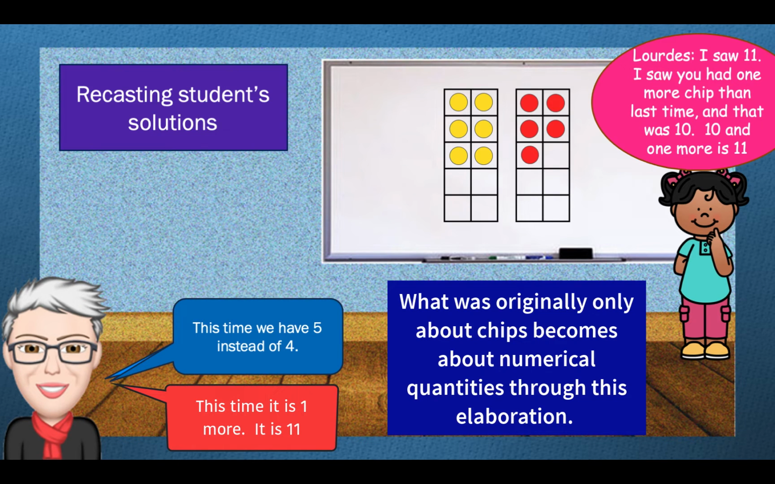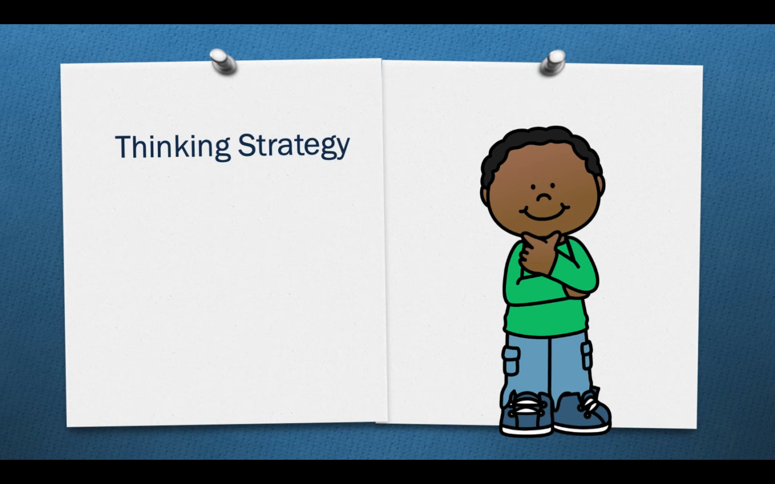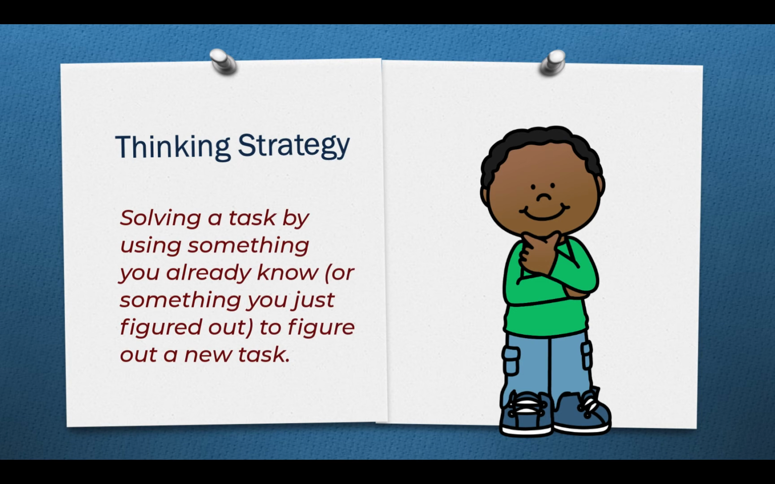Before we leave our discussion of Lourdes' solution, I want to make one additional important point. We said that one purpose of the double 10-frame flashing activity is to promote the development of thinking strategies. Let me explain what we mean by thinking strategy. It's a technical term. It doesn't just mean that a child was thinking. We say a child uses a thinking strategy if he or she solves a task by using something they already know or have just figured out.